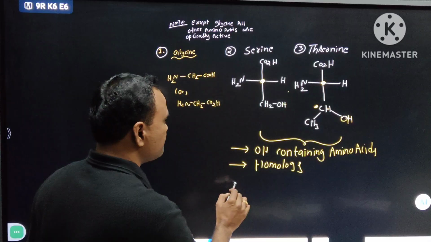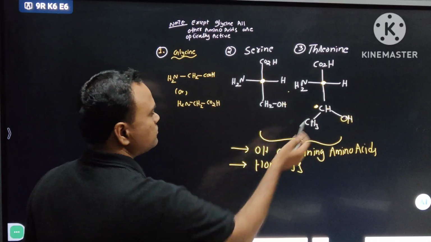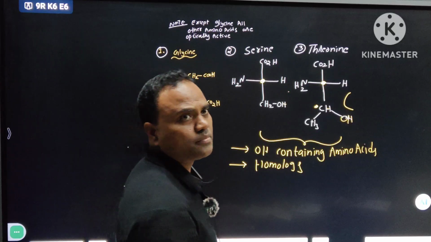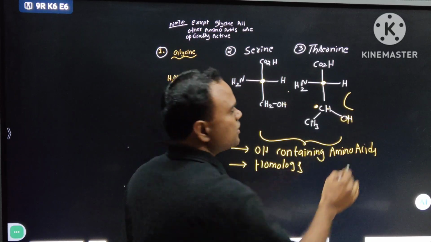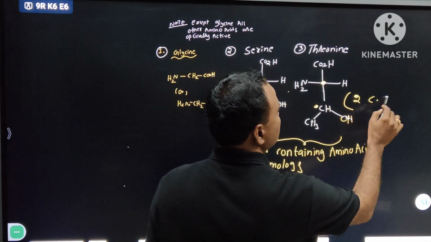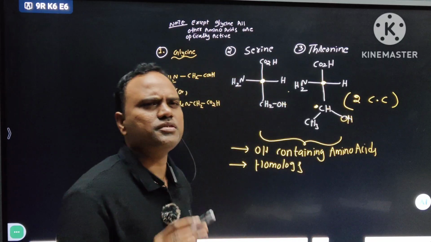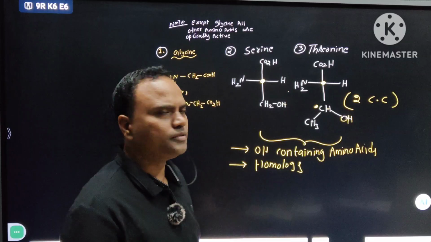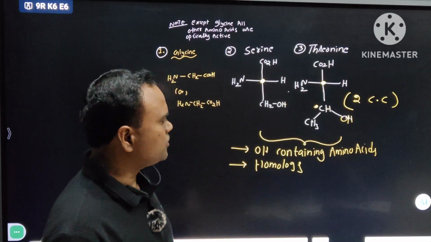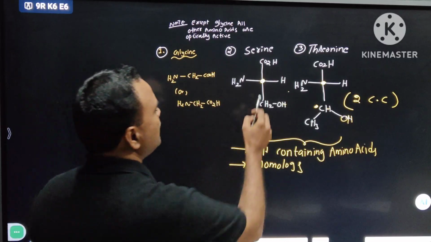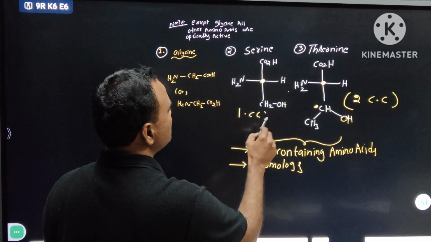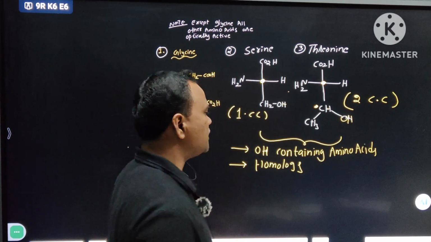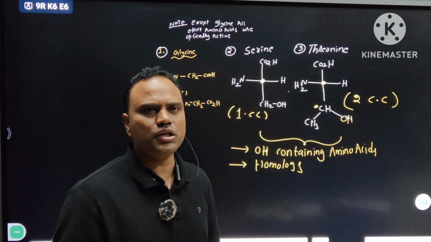Next. Right here only. How many chiral centers are present? In threonine, 2 chiral centers. Very easy. I'll tell you one trick also. Clear? For this set, I'll tell you. First of all, observe the points. This is having 1 chiral center only. Chiral centers are different, but both are homologs and both contain OH groups, OH containing amino acids.